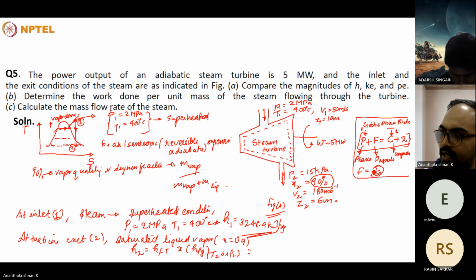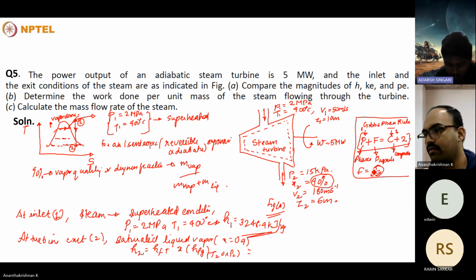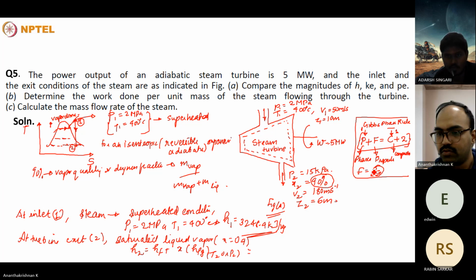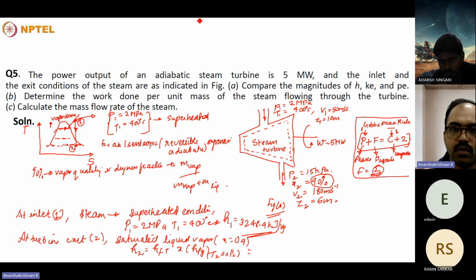Yes, sir. So that will give the number of degrees of freedom equal to 2. Okay, sir. So using this, we have to calculate. I had to give the values for hf and hfg as such straight away.